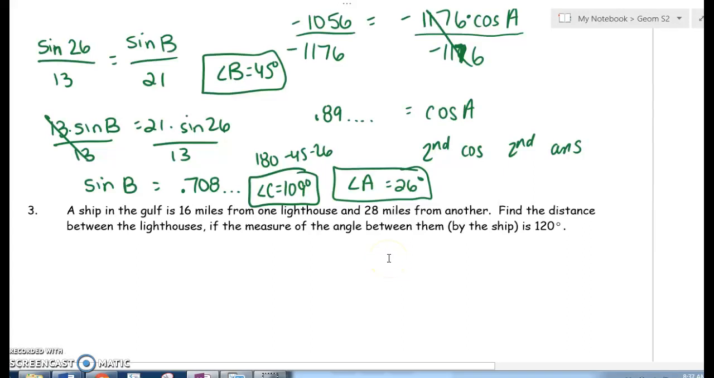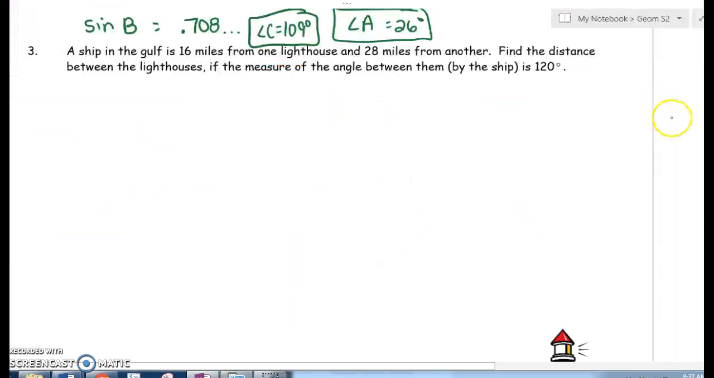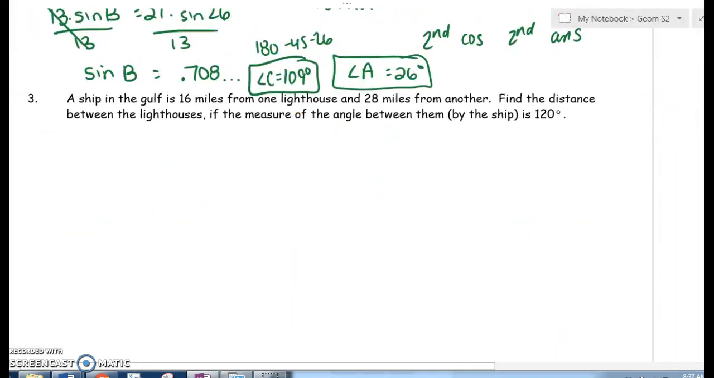Okay, so we are back. We're going to do part two, just this last problem, and then we're all set. So we have a word problem here. A ship in a gulf is 16 miles from one lighthouse and 28 miles from another. Find the distance between the lighthouses if the measure of the angle between them by the ship is 120.